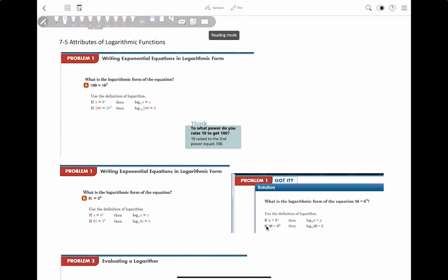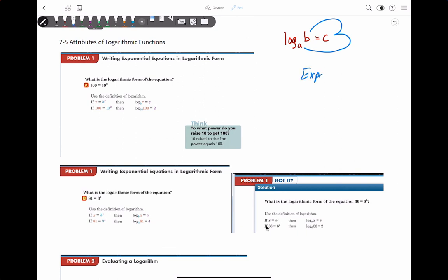And the fact is, if we had something that looked like log base a of b is equal to c, we would start from the base and do this reverse Hart method, converting it to an exponential function, which would be a to the power of c is equal to b. Okay, so I took this logarithmic function and converted it over to exponential with this reverse Hart method.